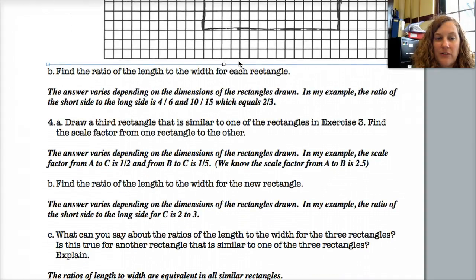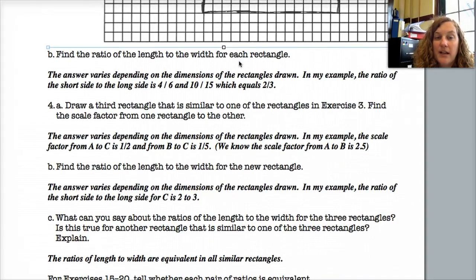What's the ratio of the length to width from our new rectangle? Well, it's still 2 to 3 because I made it similar. So my short to longer side is still going to be 2 to 3 because it's similar. And whatever you made in your rectangles would be the same. What can you say about the ratio of the length to the width for the 3 rectangles? Well, they're all similar, so the ratio of the width to the length, or short side to long side, is going to be the same for all of them.